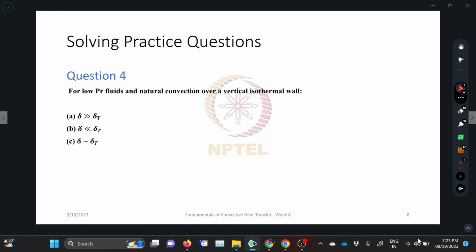So here we are asking that for low Prandtl number fluids and natural convection over a vertical isothermal wall, what is the case? Is it option A, delta much greater than delta T, option B, delta much less than delta T, or is it option C, delta comparable with delta T? So it's a very similar question, only this thing is reversed. It was a high Prandtl number fluid earlier. Now we are telling that it's a low Prandtl number fluid. What will be the case for this one?